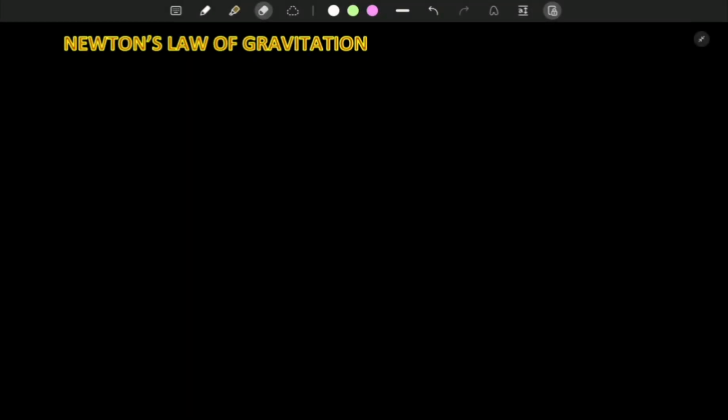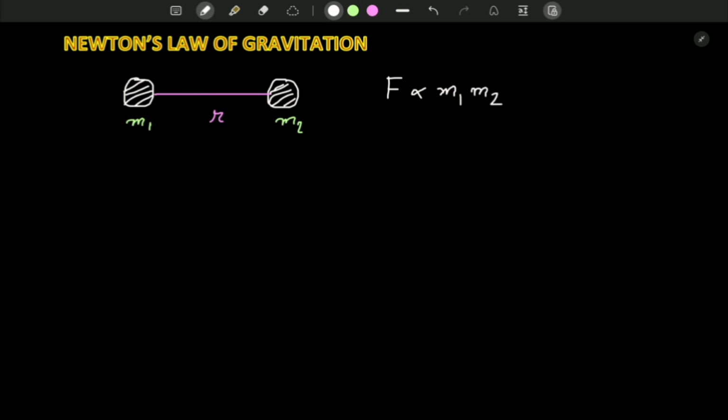Let us start with Newton's law of gravitation. Suppose we have two bodies with masses m1 and m2 kept at a distance r between them. This law states that the force will be proportional to the product of masses, that is m1 and m2, and the force will be inversely proportional to the distance square.